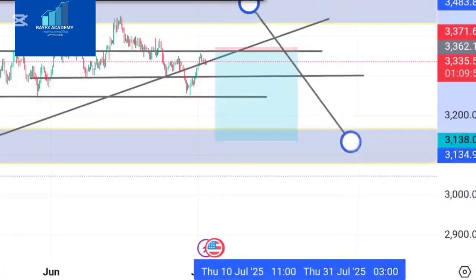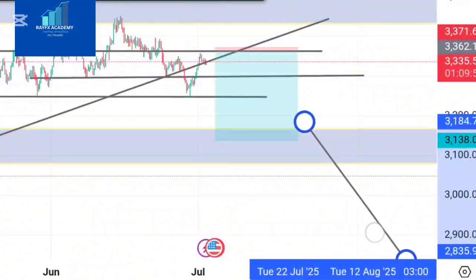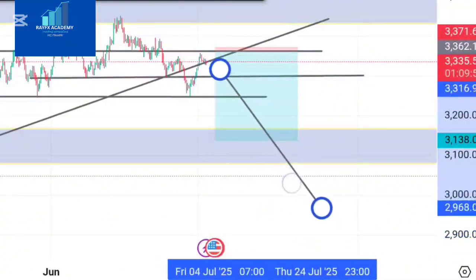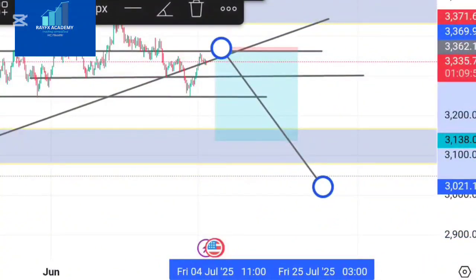If it holds, we are coming all the way back up here. Well, let's see for now.